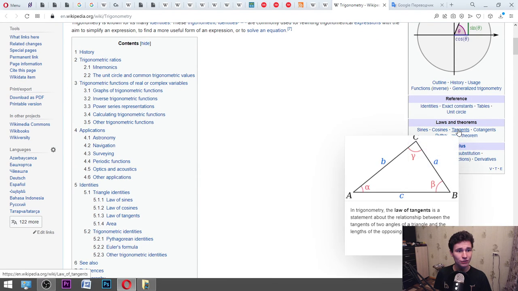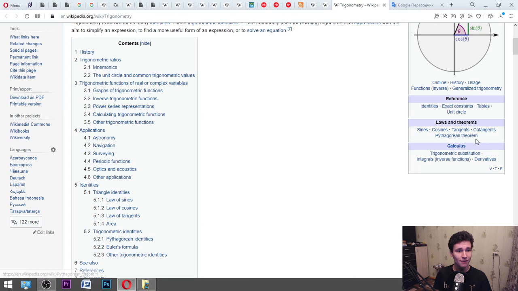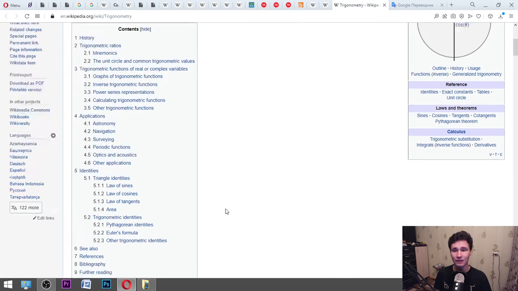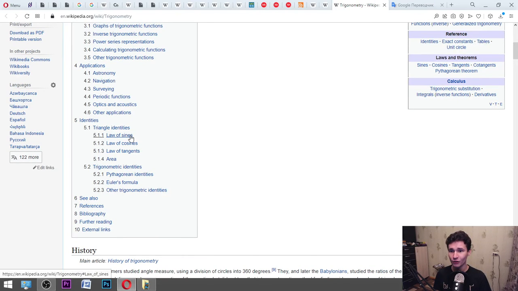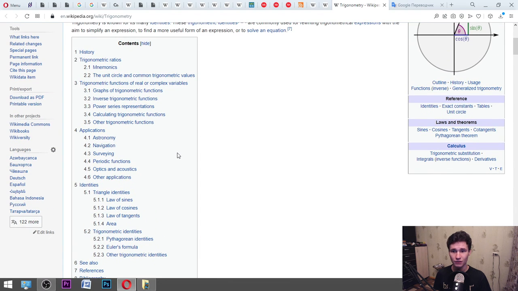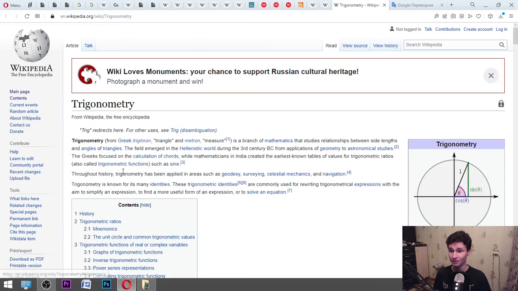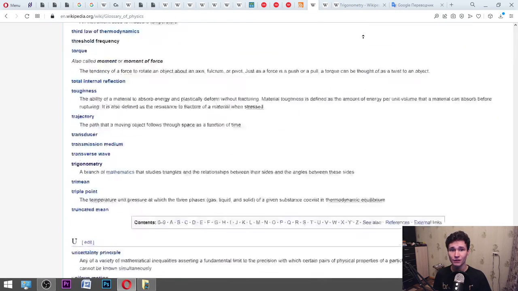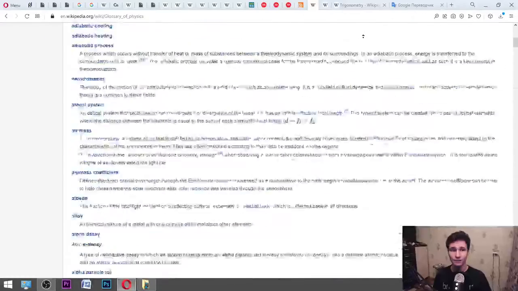Sines, cosines, tangents, cotangents, Pythagorean theorem, unit circle, identities, exact constant tables, law of sines, law of cosines, law of tangents, surveying, periodic functions, optics and acoustics, other applications. Okay, we learned it. And a list of common physics notation and also a glossary of physics.